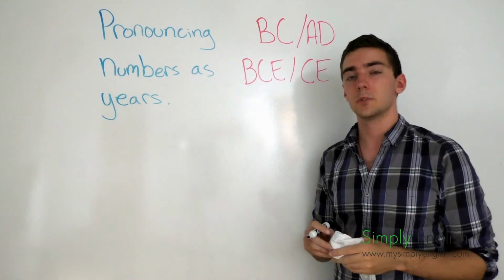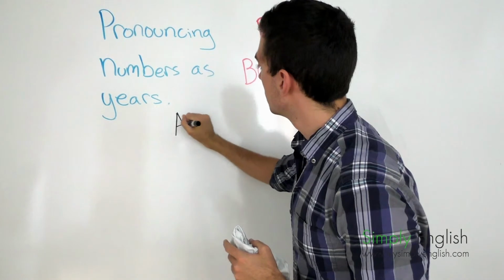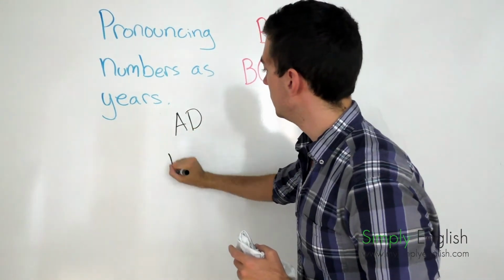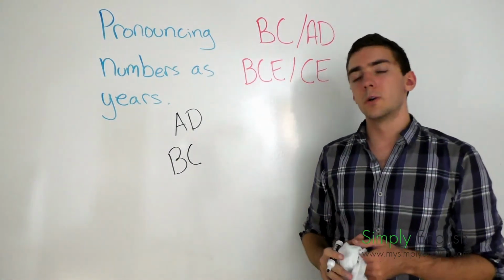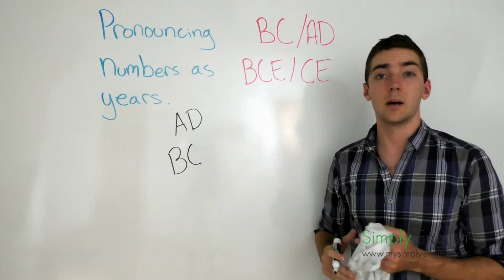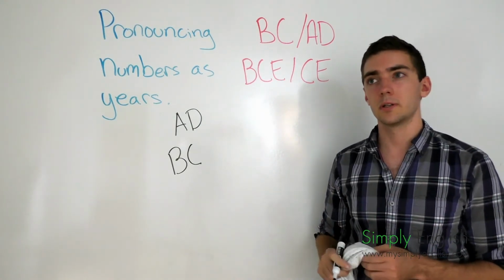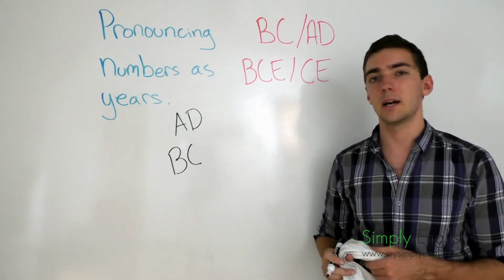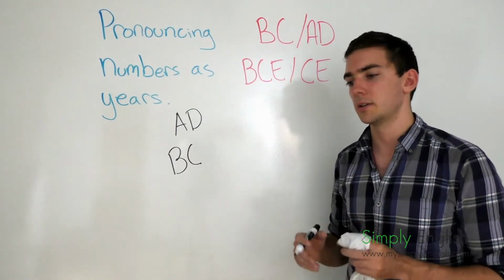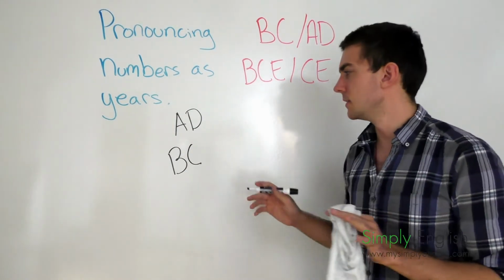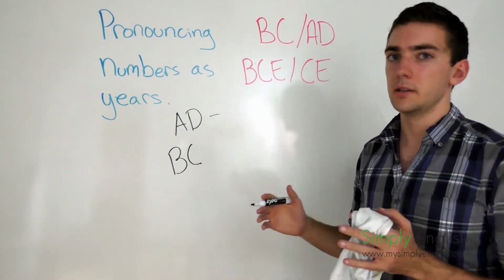So we'll start with AD and BC. Now, for better or worse, much of modern history has been dominated by religion, and the calendar that's been used for at least 1,000 years. I don't know the exact history of the calendar, the modern Gregorian calendar, but at least 1,000 years. I'm pretty sure about that. We've been using AD and BC to measure our years.